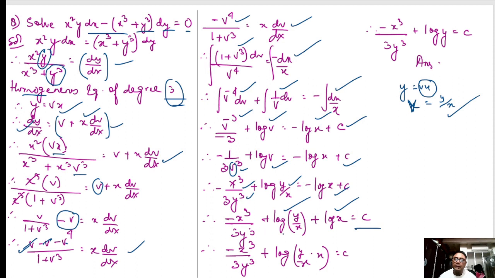So this is log a plus log b. Log a plus log b is log a into b. It comes out like this, and now you don't have to find the value of c here, we just have to leave it like this. This is the answer of the solution equation.